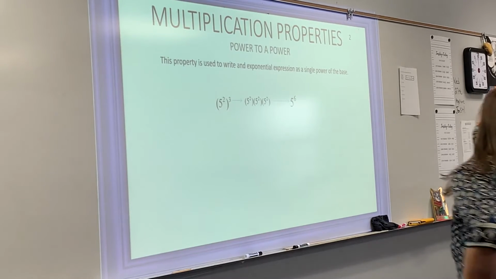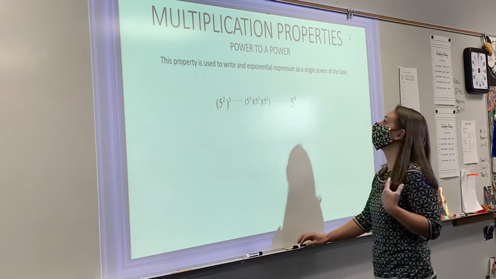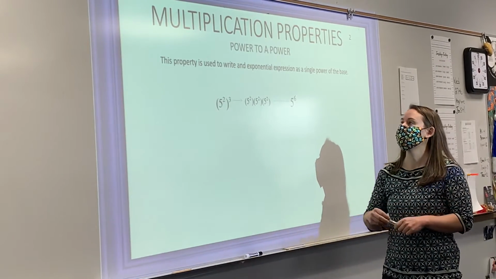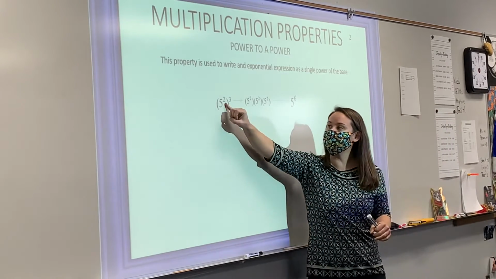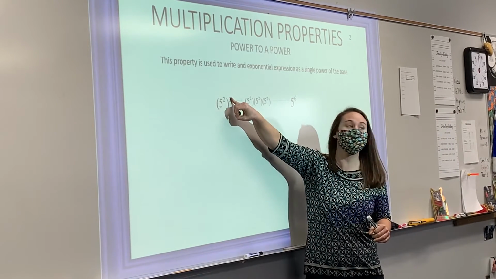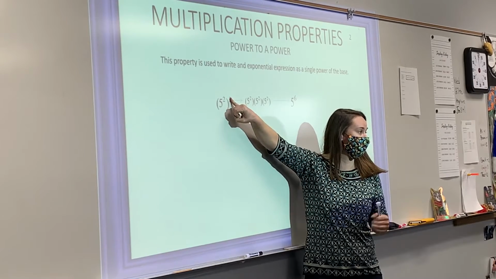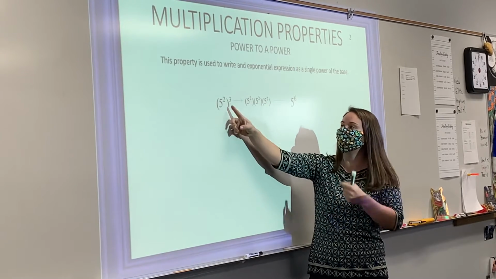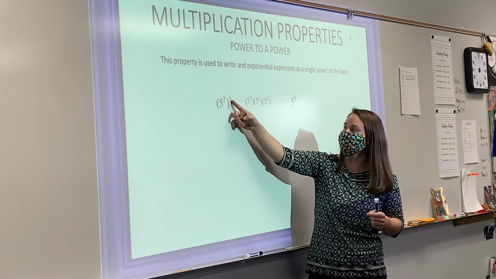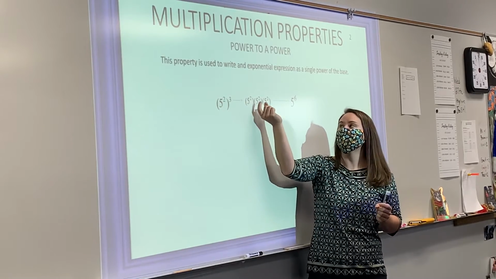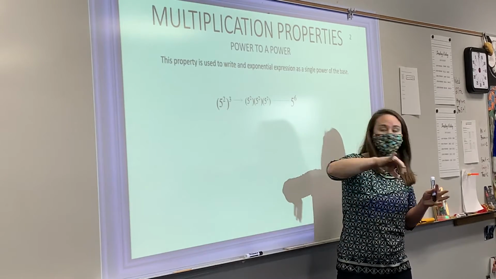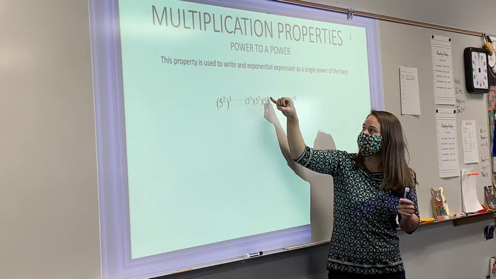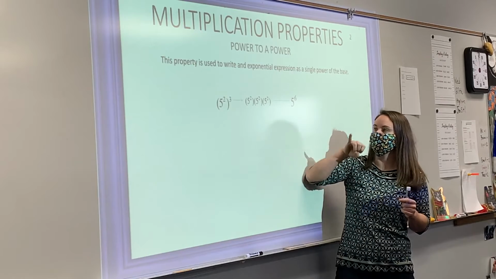All right. So the rule that we're going to talk about today is called power to a power. And we use this property when we have an exponent being raised to another exponent. And so what we have here is 5 squared that's being cubed. So it's literally 5 squared times 5 squared times 5 squared. And then from yesterday, we know that that should be 2 plus 2 plus 2 gives us 6.